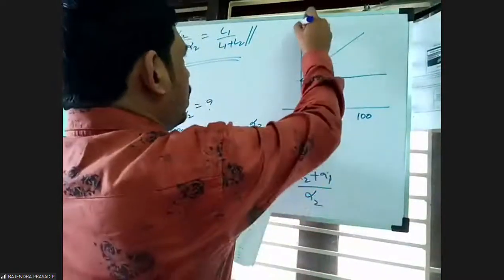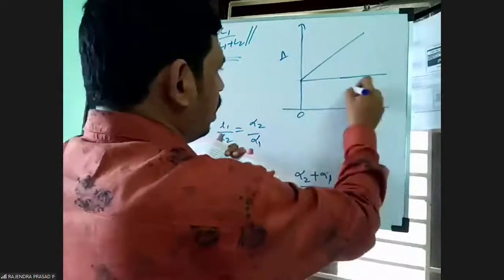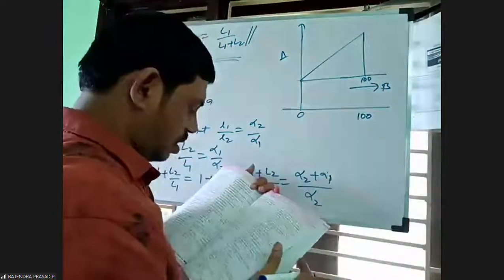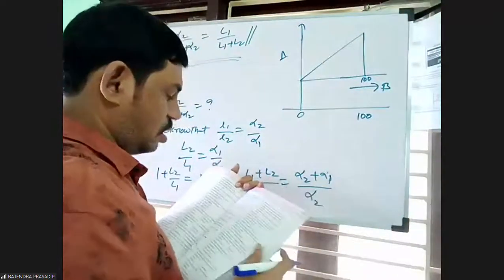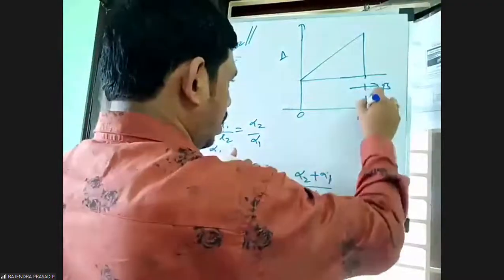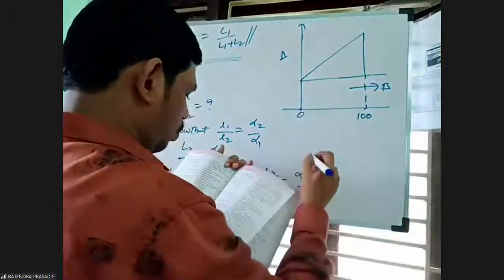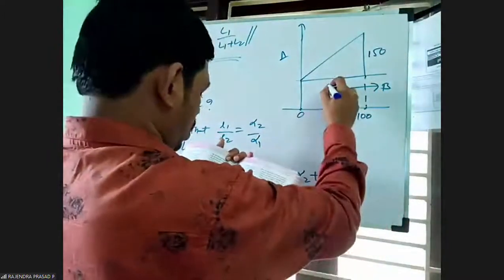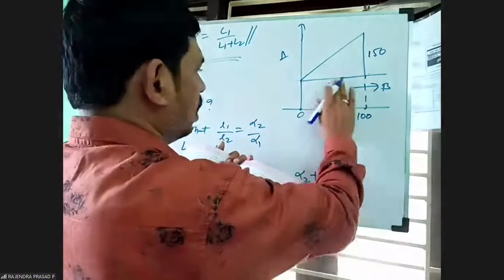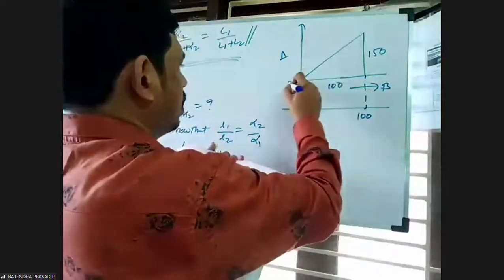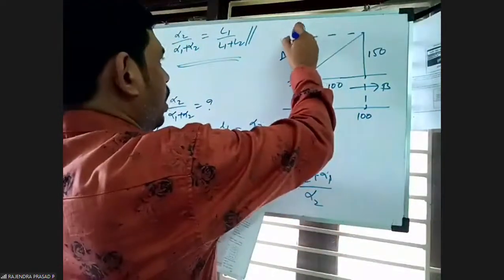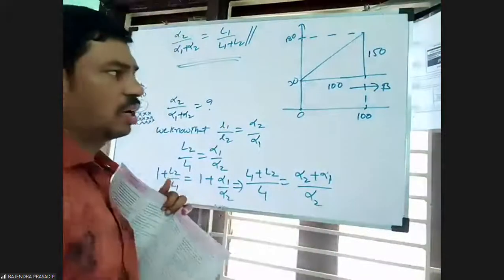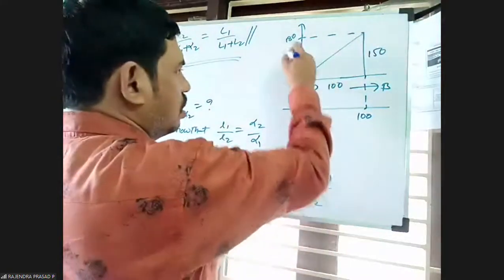This is TA, this is TB. This is 100, this is 0. This is 150. This is also 100. This is 30, this is 180. This is TB, this is TA.